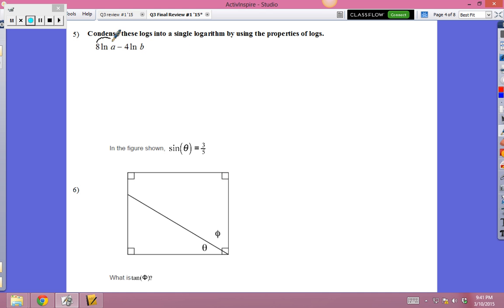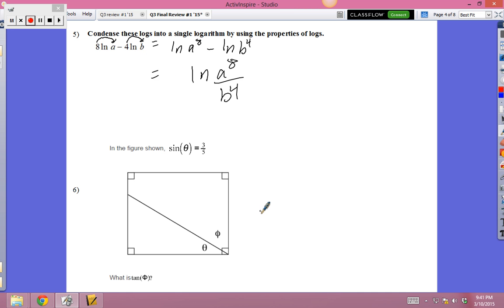Let's take this 8 and put that as an exponent. Let's take this 4 and put that as an exponent. So it's going to be the natural log of a raised to the 8th subtract the natural log of b raised to the 4th. And now subtraction, if I want to combine these two into one, subtraction is linked with division. So it's going to be the ln of a to the 8th divided by b to the 4th. And that's as far as you can go, so that's your answer.